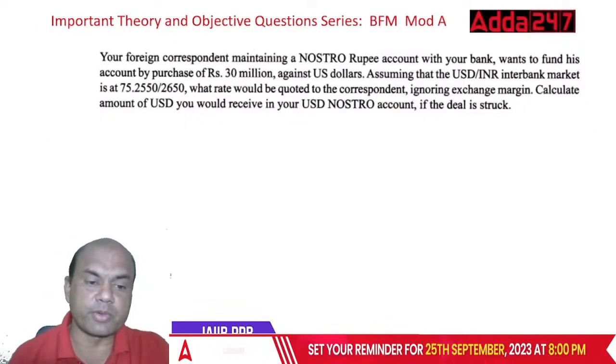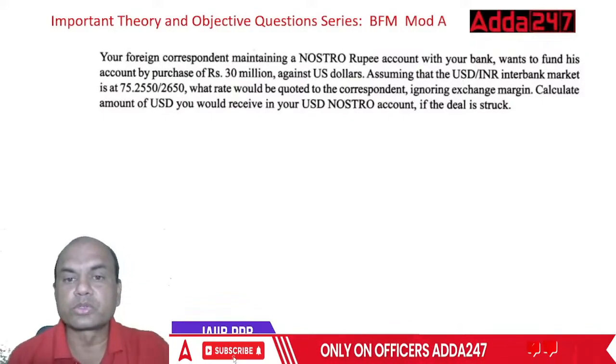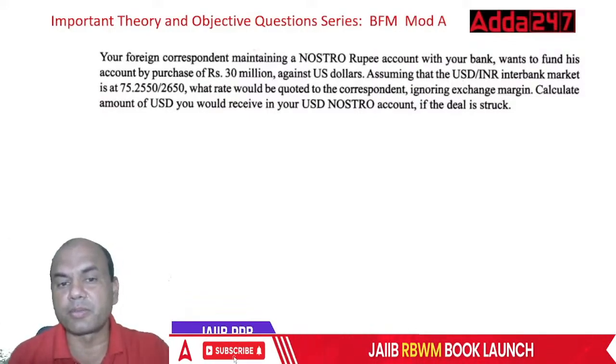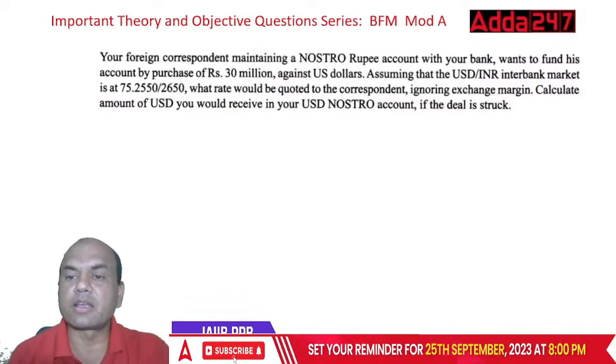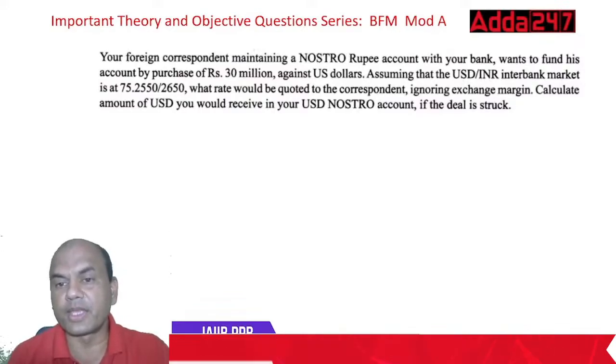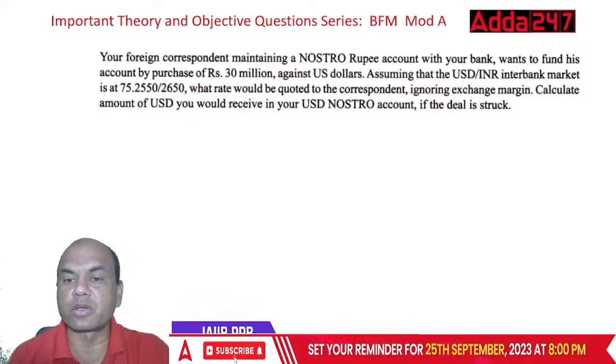Your foreign correspondent bank is maintaining a Nostro Rupee account with your bank. It wants to fund this account by purchase of rupees 30 million against USD. Assuming the USD INR interbank rate as 75.2552650, what would be the rate quoted to the correspondent, ignoring the exchange margin? Calculate the amount of USD you would receive in your USD Nostro account if the deal is struck.